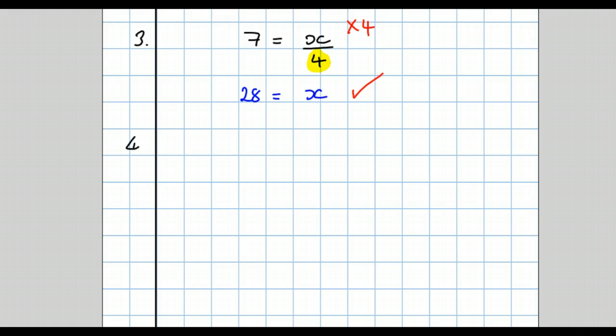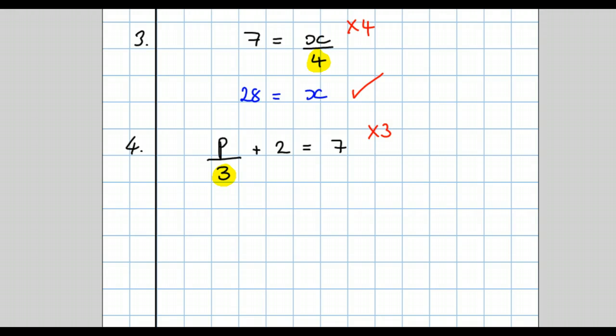But let's look at a more complex one. I'll choose a different letter. P over 3 plus 2 equals 7. Again, we've got a number underneath the letter, so my first step is to get rid of it. How do I get rid of dividing by 3? I multiply by 3. So I multiply the whole equation by 3. So what do we get?